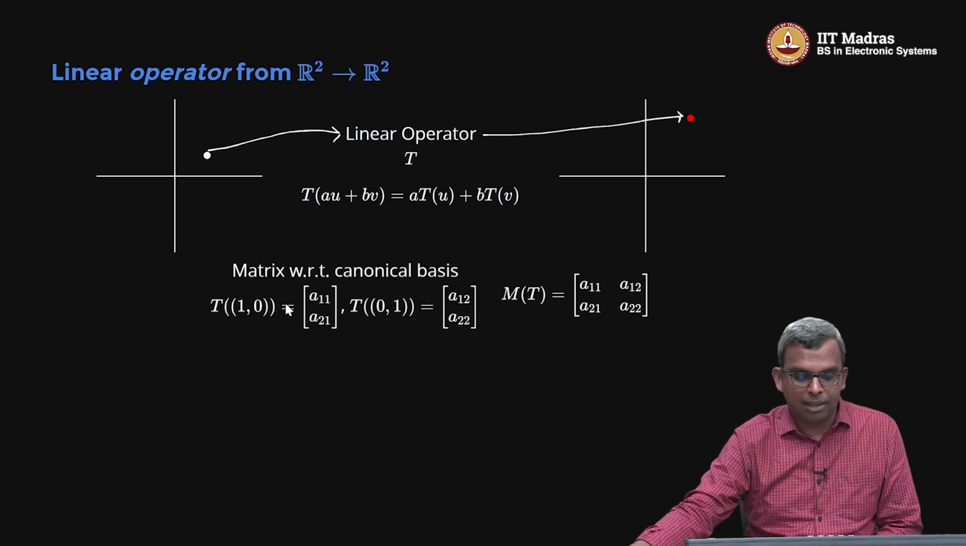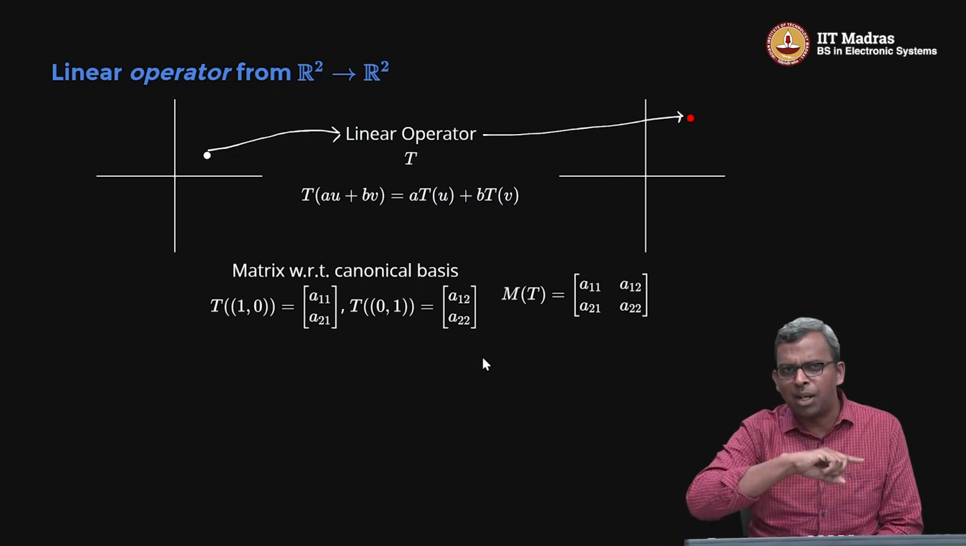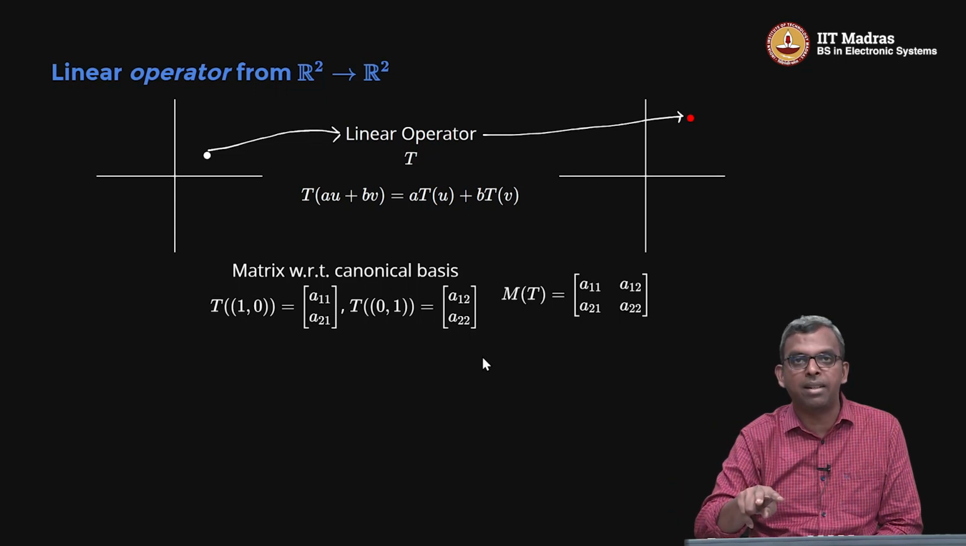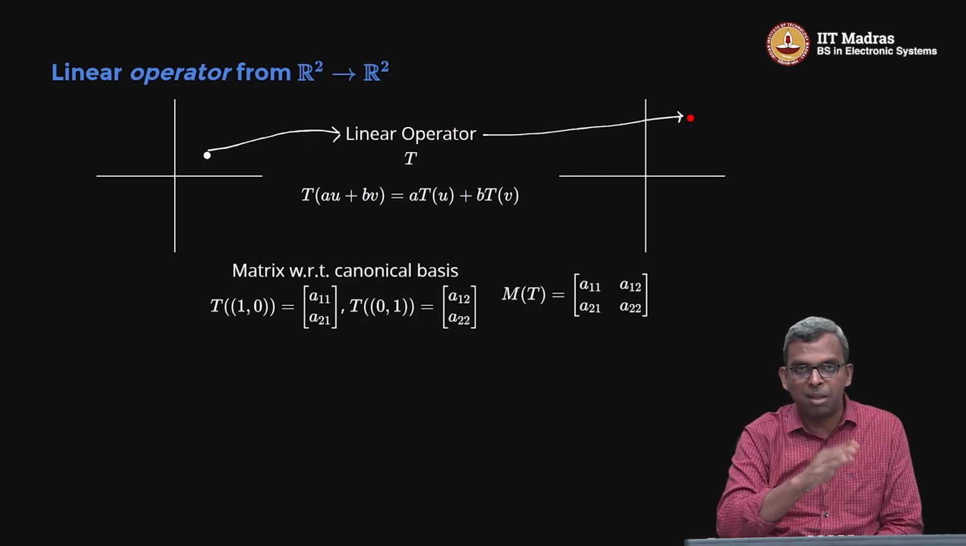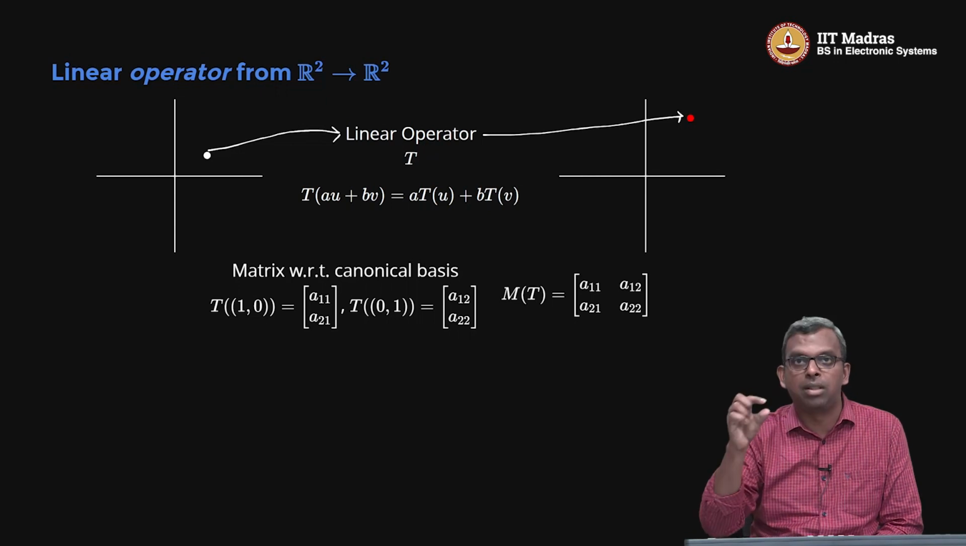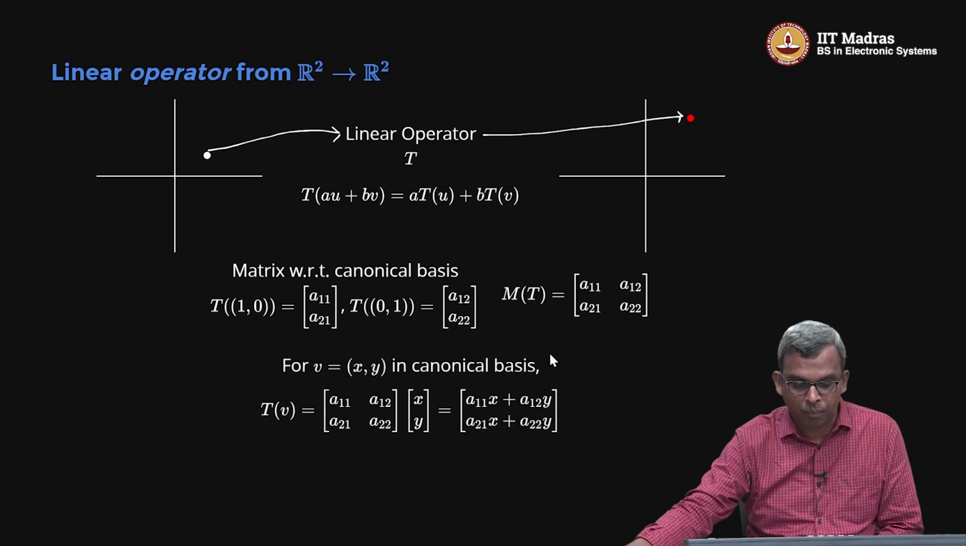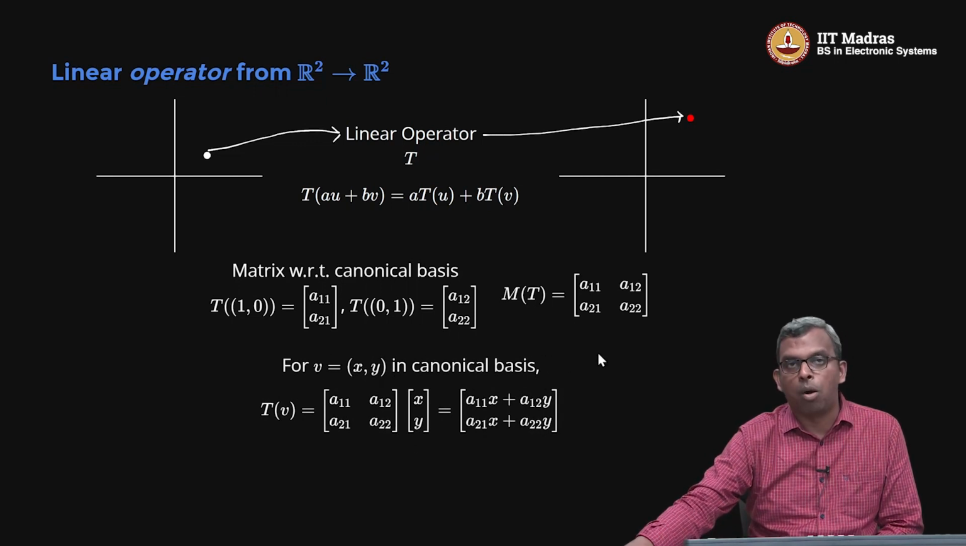Now in the canonical basis, T of (1, 0) is (A11, A21) and T of (0, 1) is (A12, A22), and the matrix becomes our familiar 2 by 2 matrix. The first column is this vector, the second column is this one. Compare with R to R2 and R2 to R, and see how we use the same principles for finding the matrix, except that the number of basis elements is different and the length of the output is different. That's all. For V equals (x, y) in the canonical basis, we know this is what happens in the operator.